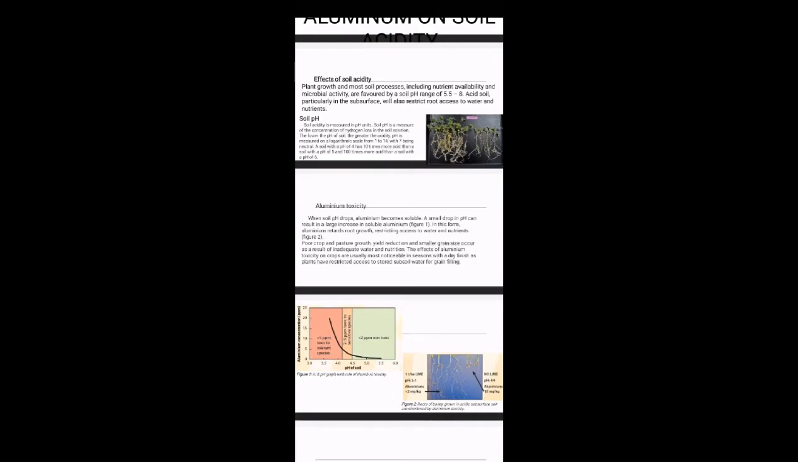Effects of soil acidity. Plant growth and most soil processes, including nutrient availability and microbial activity, are favored by a soil pH range of 5.5 to 8. Acid soil, particularly in the subsurface, will also restrict root access to water and nutrients.